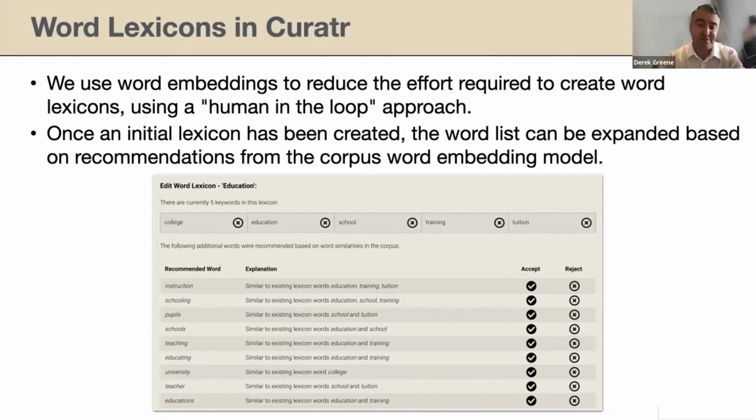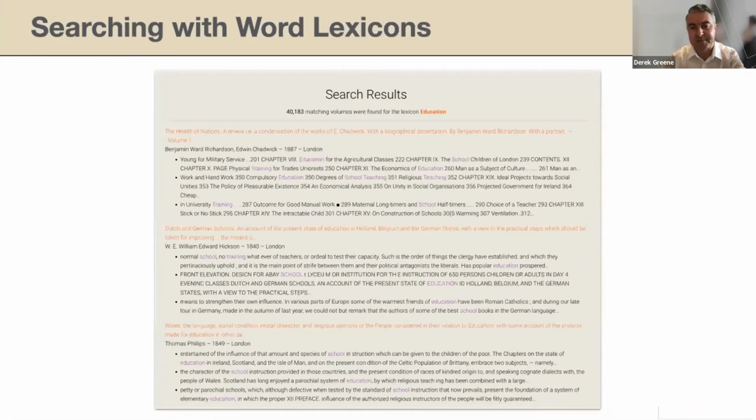So we start off with, in this case, a number of words related to education, and then we identify other words that frequently co-occur with those, and we can add those to our lexicon and expand it. Of course, the user still decides whether or not to include these, but the idea is to reduce the manual effort involved here. And then once you've created a word lexicon, you can use these to search, as we saw before. In this case, we're seeing a set of matching volumes that relate to this education lexicon.